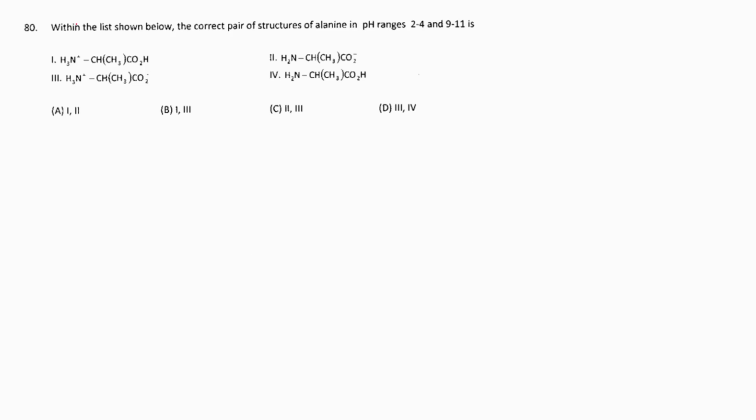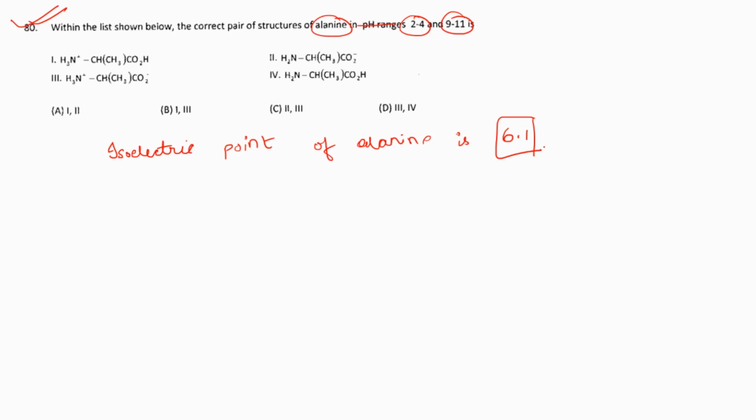Now the last question: within the list shown below, the correct pair of structures of alanine in pH ranges from 2 to 4 and 9 to 11. So in pH 2 to 4 we need to find the structure of alanine, and in pH 9 to 11 we need to find the structure of alanine. The isoelectric point of alanine is 6.1. Just check it.